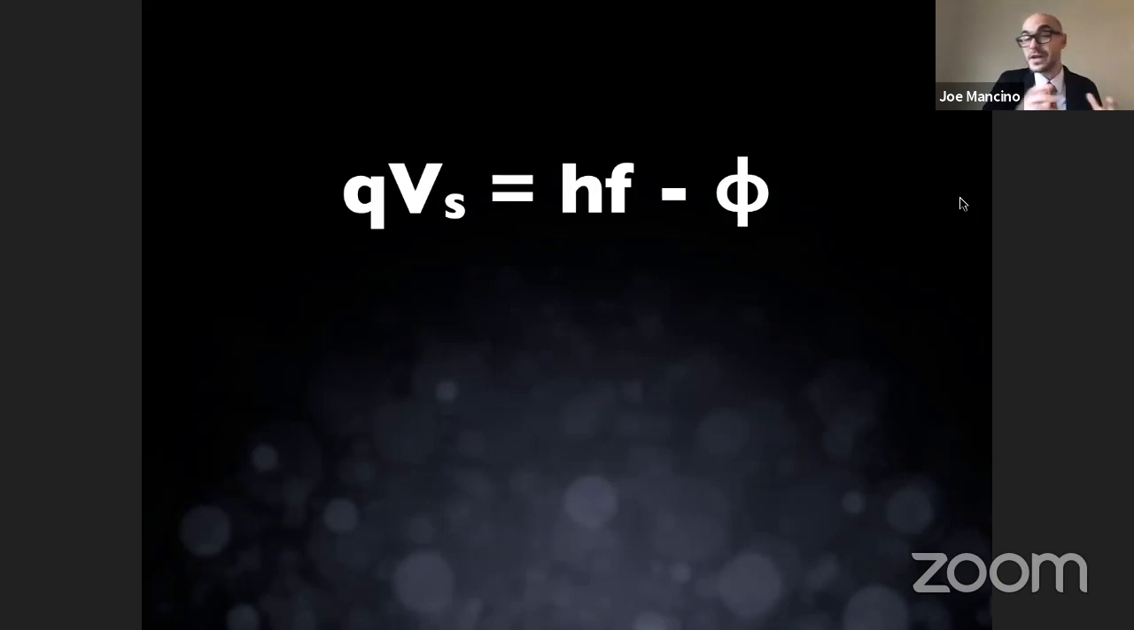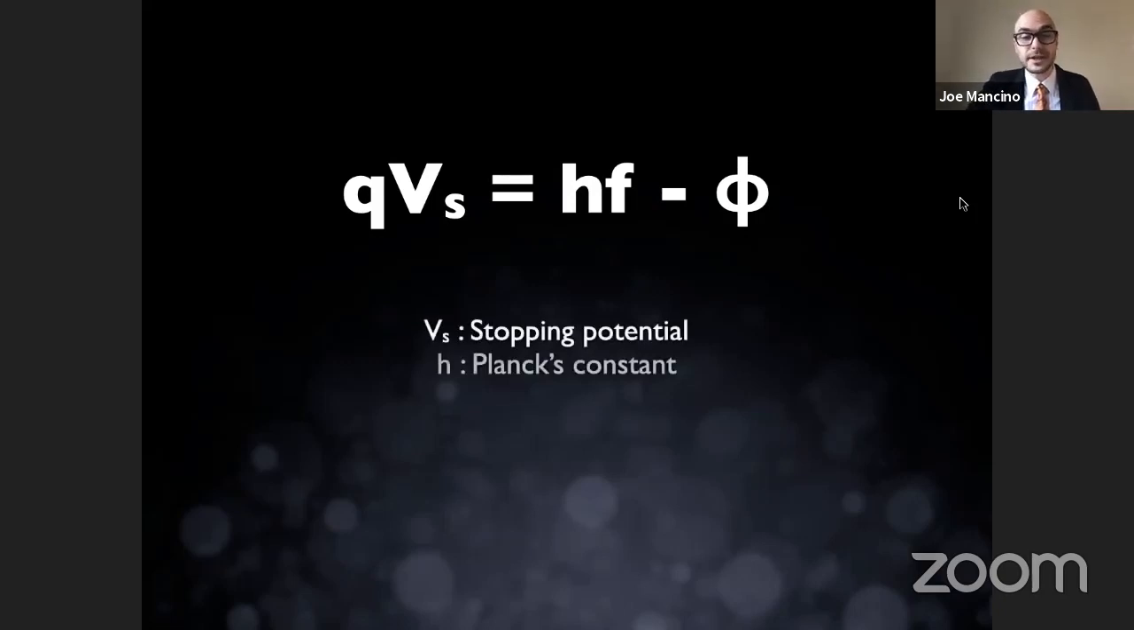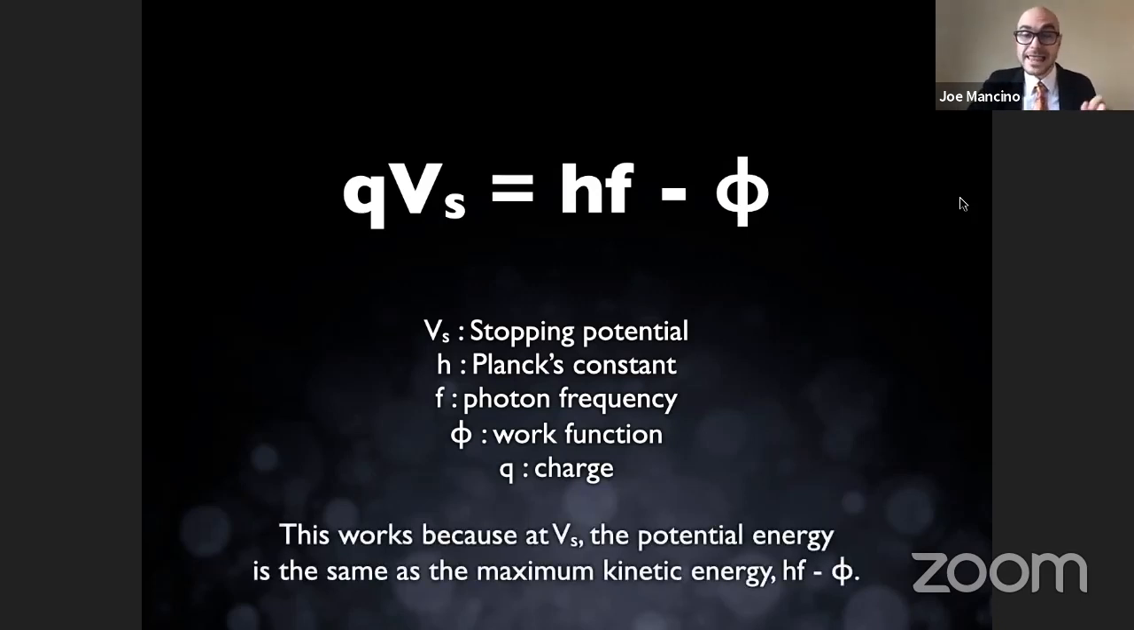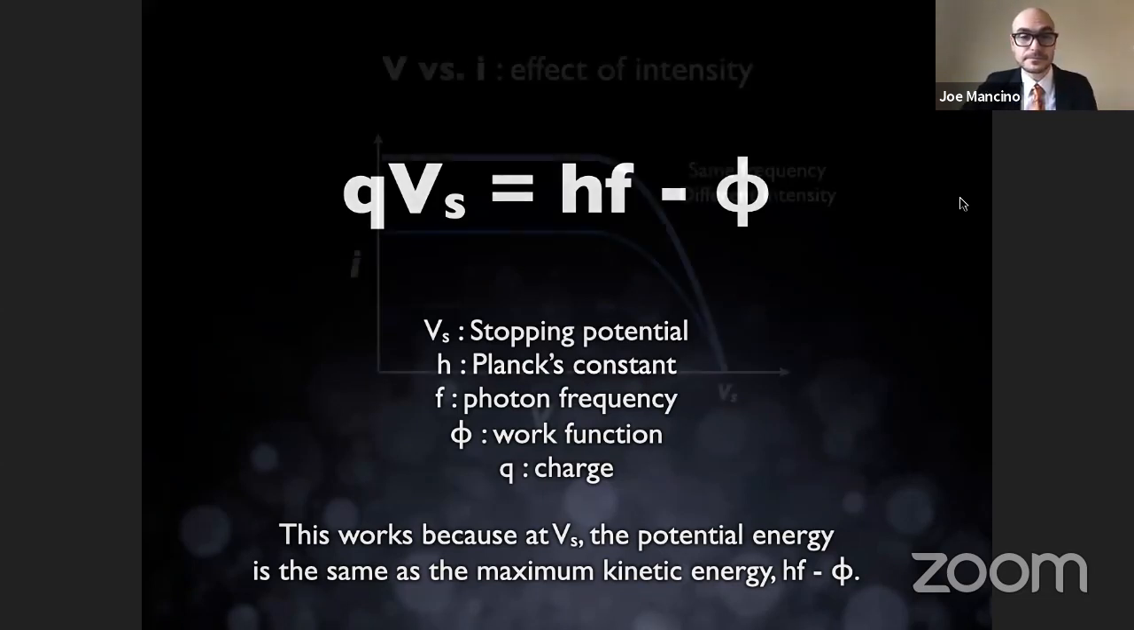Charge times voltage, that's energy, is hf minus phi, where V is the stopping potential, h is Planck's constant, f is the frequency, phi is the work function, and q is the charge of an electron. All right, that works because at the stopping potential, the potential energy is the same as the maximum kinetic energy. All we've done is replaced K max with charge times stopping potential.